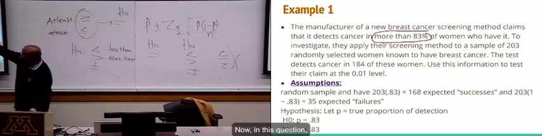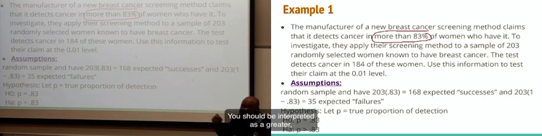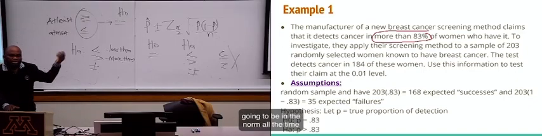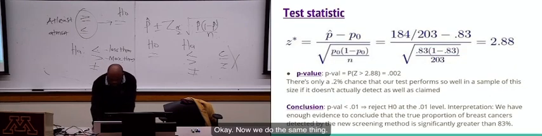Now in this question, they mention more than, so it should be interpreted as a greater than. And where can you have a greater than? In the alternative. Of course, you already know what it's going to be in the null, all the time: the equality sign. Does that make sense?